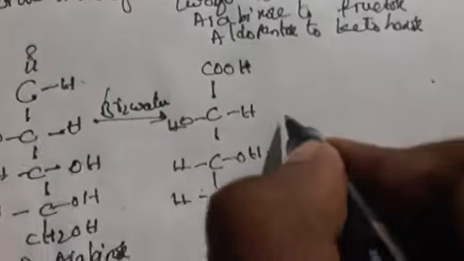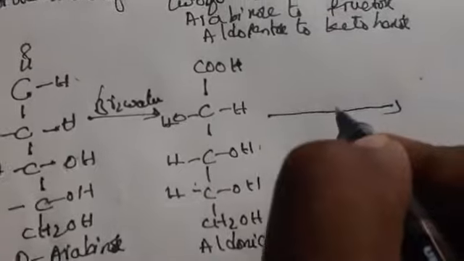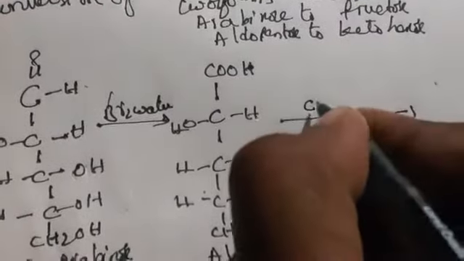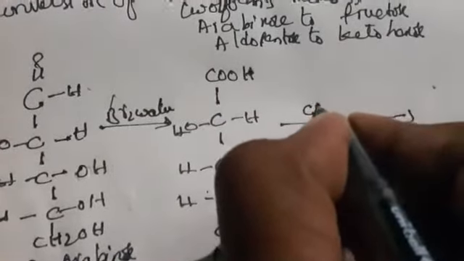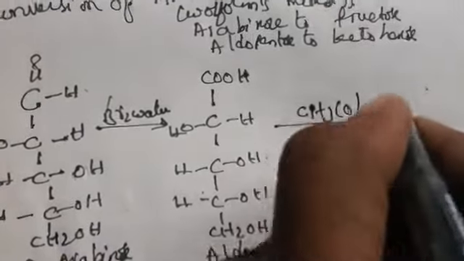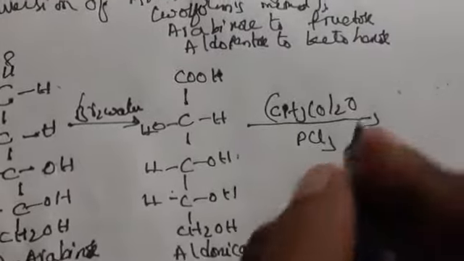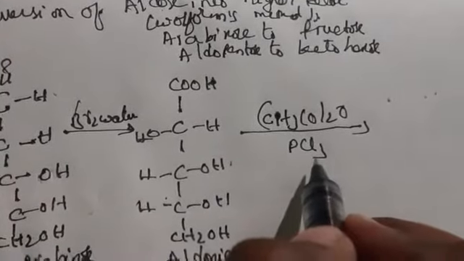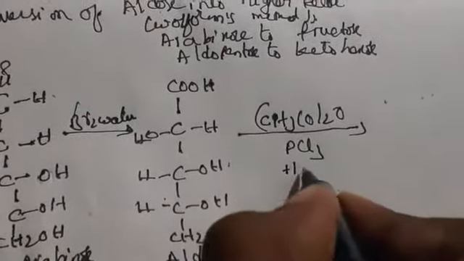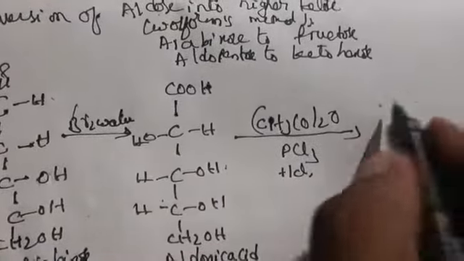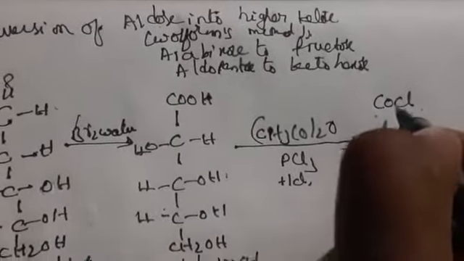So when we add acetic anhydride, what will happen automatically? When we are adding acetic anhydride, the OH groups, whatever are present, are changed to acetates. Yes or no? (CH3CO)2O in the presence of PCl3. So when I add PCl3, what happens means there will be removal of HCl, and also here COCl is forming.